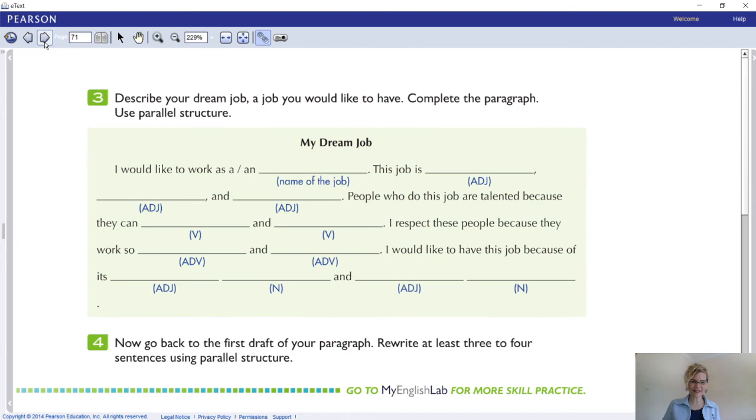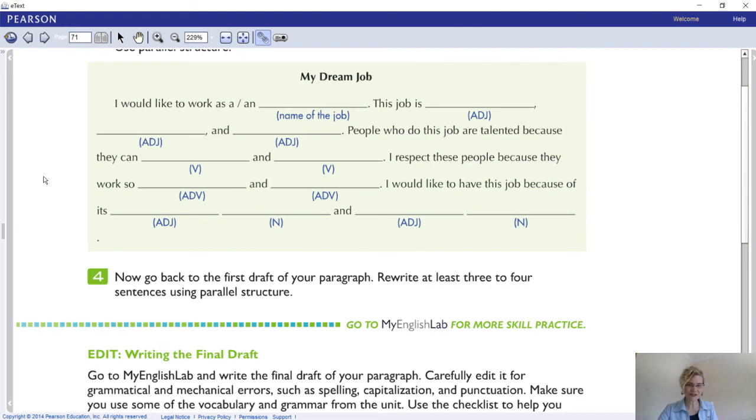Great, that brings us to the last part. Describe your dream job, the job you would like to have, complete the paragraph, and use the parallel structure. Yay, that's so good, trying this out. My dream job. Remember? Complete the paragraph about your dream job, but use the parallel structure, okay? Pause your video.